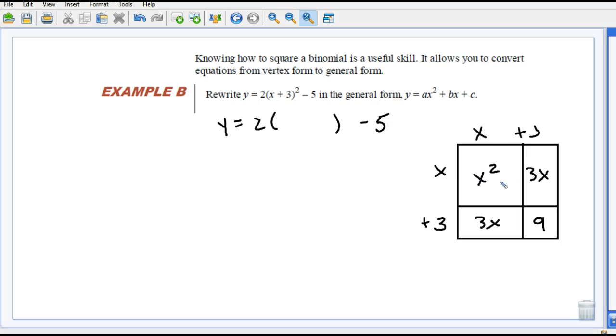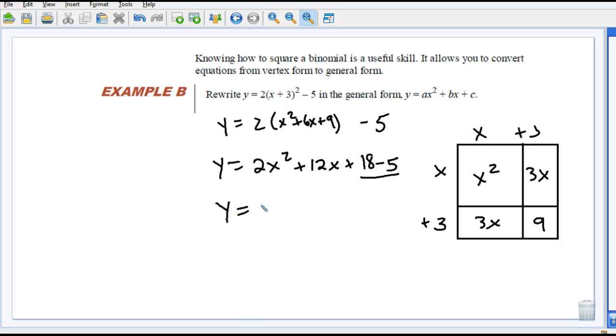Everything is positive, so now I can just add up everything in here. So I've got x squared. 3x plus 3x is going to be 6x. And then I have a 9 left over. All right, so now I've been able to rewrite that square. So now what I'm going to do is just distribute the 2 and then subtract 5. So if I distribute the 2, 2 times x squared gives me 2x squared. 2 times 6x gives me 12x. And 2 times 9 gives me 18. And minus 5. So I just have to write one more step where I can combine these two because they're like terms. So y equals 2x squared plus 12x plus 13.